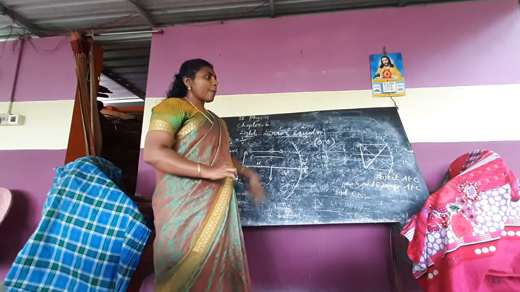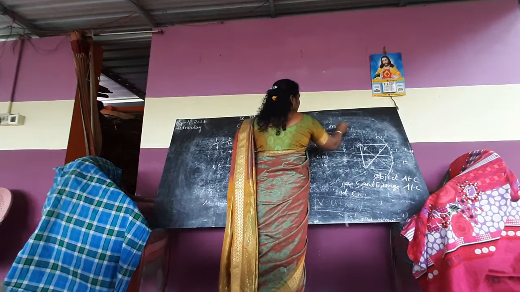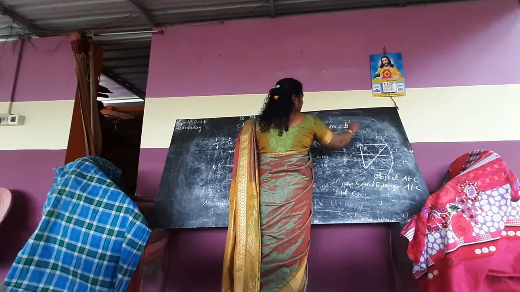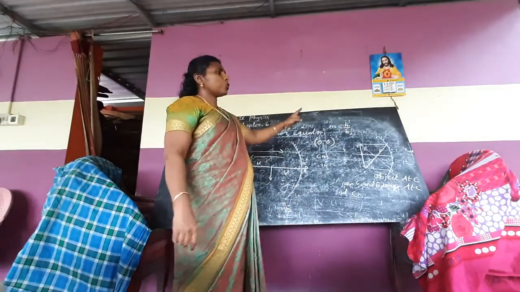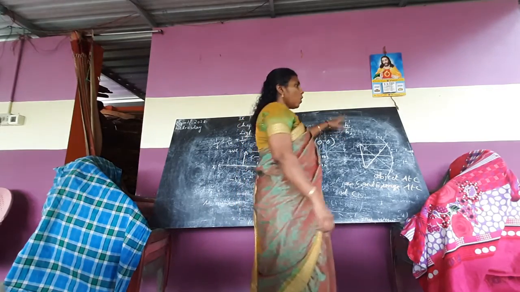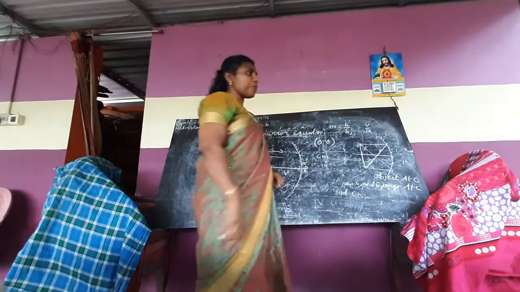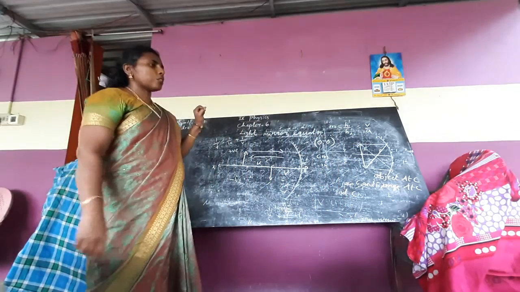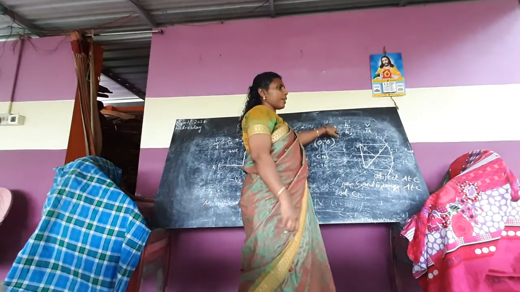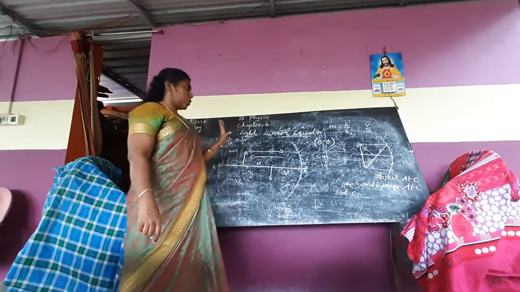Now the next one, magnification. How will you find the magnification? See, magnification means the height of the image to the height of the object. Magnification is the height of the image to the height of the object. So this we can write V by U also. M equal to V by U. So there is no unit in the magnification. What is the unit of magnification? There is no unit of magnification.